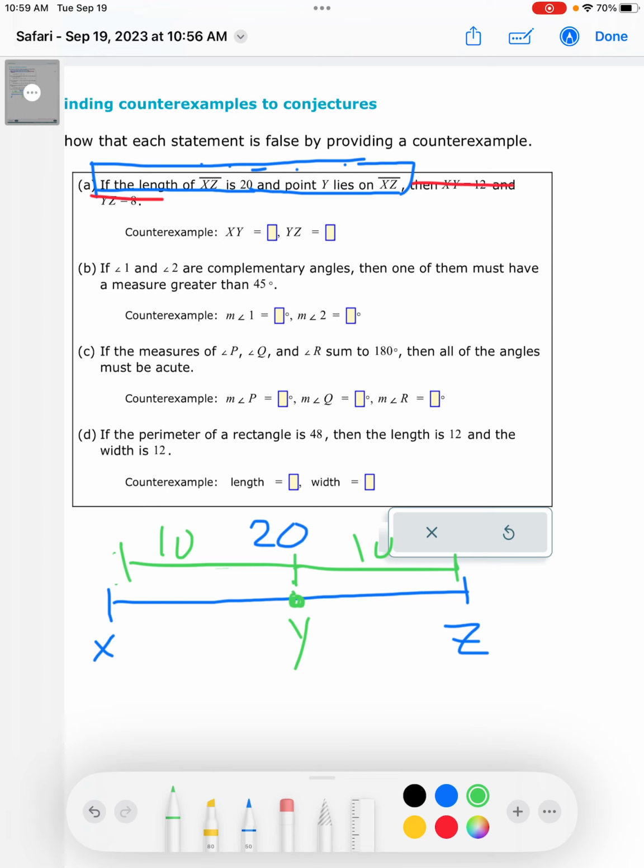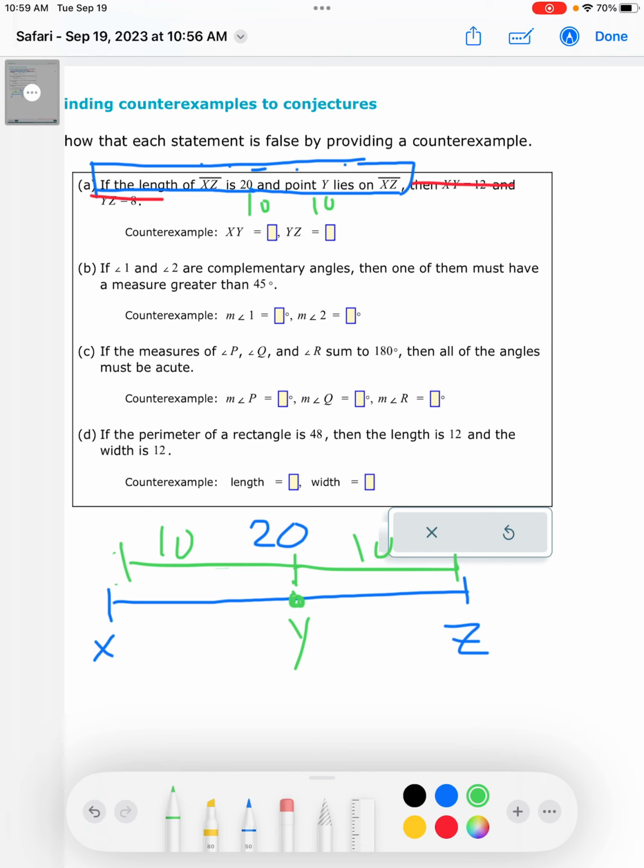So if I put my Y value towards the middle, I could say, hey, I can have XY is 10 and YZ is 10. And that would be an example that disproves their statement because the ending does not match my ending. So all we would do there is write 10 and 10.